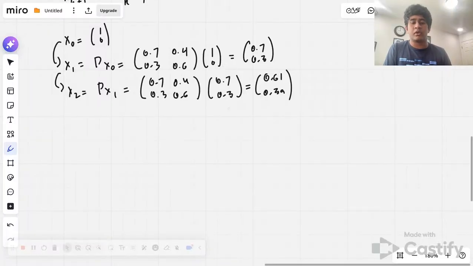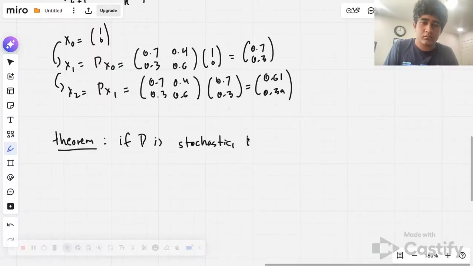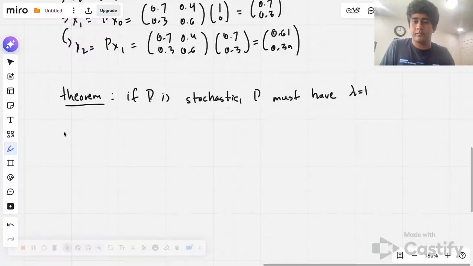And this happens because of an important theorem. So let's talk about this theorem. This theorem tells us that if we're given a stochastic matrix P, right, then it must have an eigenvalue of 1. Some eigenvalue which is 1. So let's do a quick proof of this. And why is this true, right?